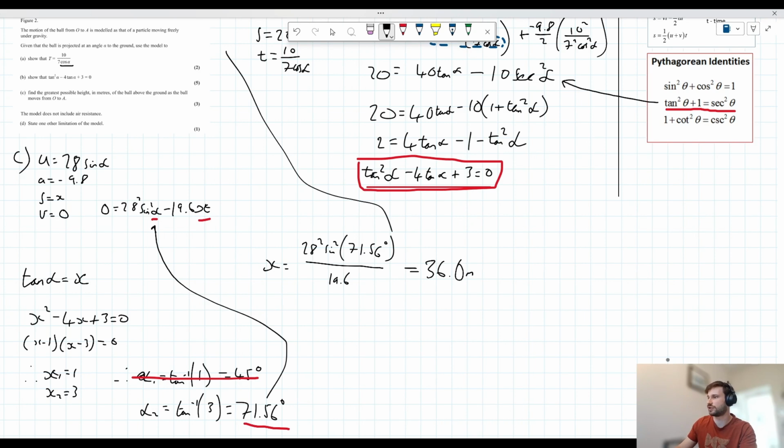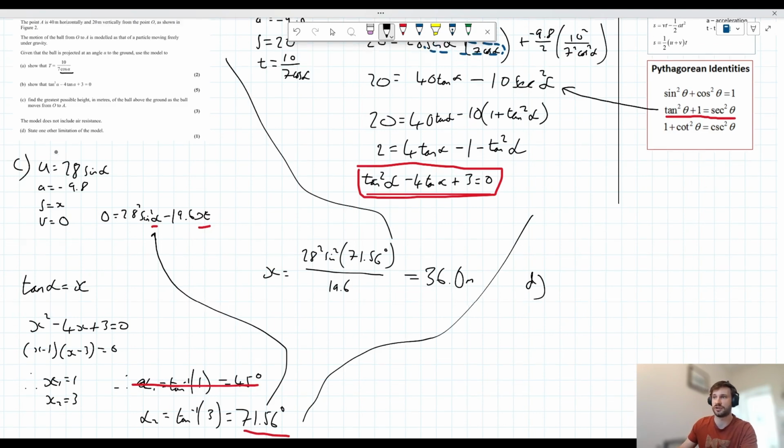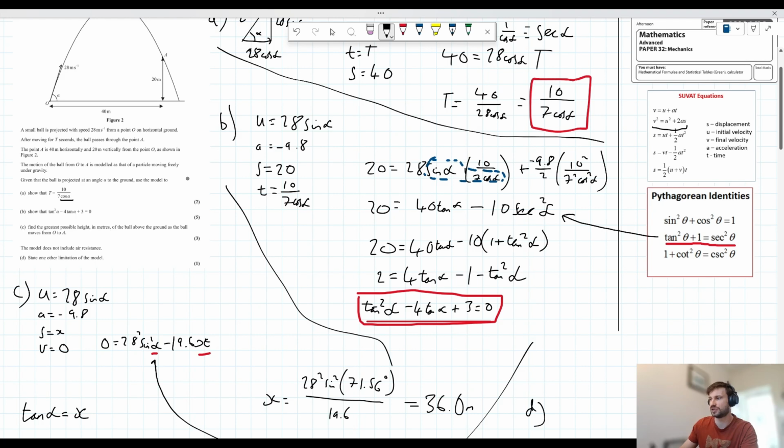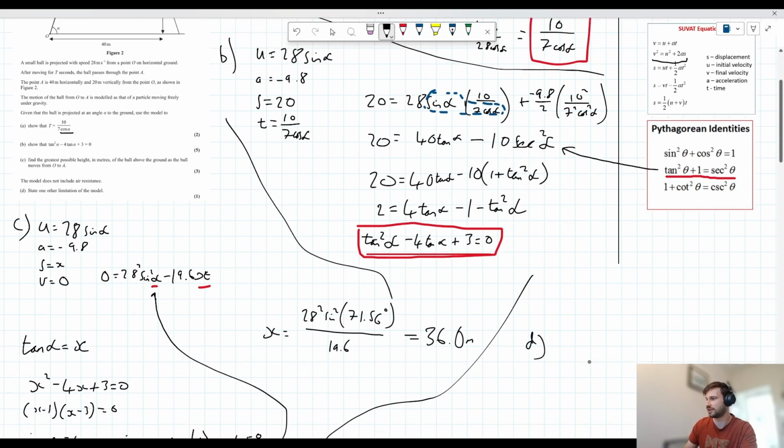Okay, let's move on to part D then. So part D is a kind of conceptual question. It's asking, the model does not include air resistance. State another limitation of the model. It's an interesting question because excluding air resistance is maybe the most important assumption in this model. Two suggestions I would make here for part D, I'd suggest g could vary, something like that.